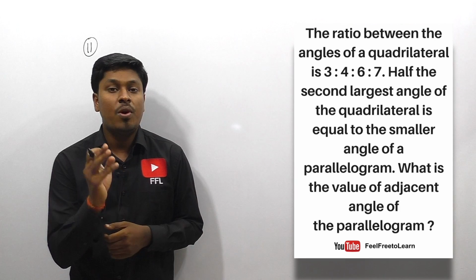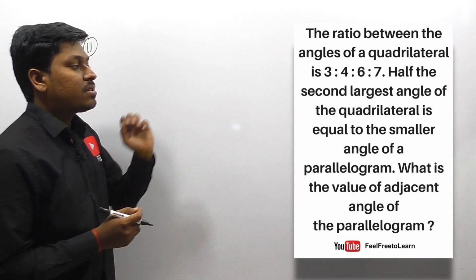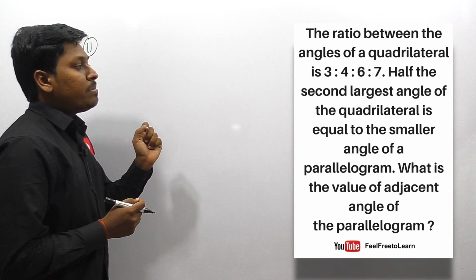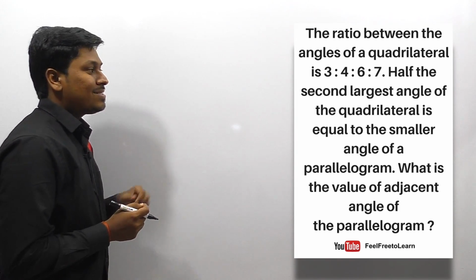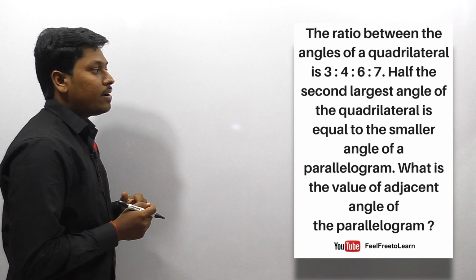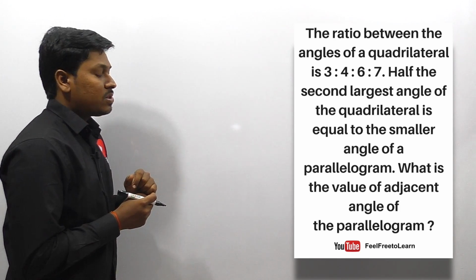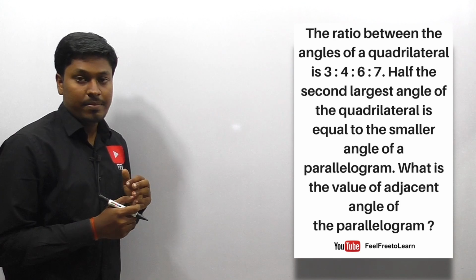So friends, let me move on to set number 3 on the topic ratio and proportions. So here is question number 11. The ratio between the angles of a quadrilateral is 3:4:6:7. Half the second largest angle of the quadrilateral is equal to the smaller angle of a parallelogram. So what is the value of the adjacent angles of the parallelogram?